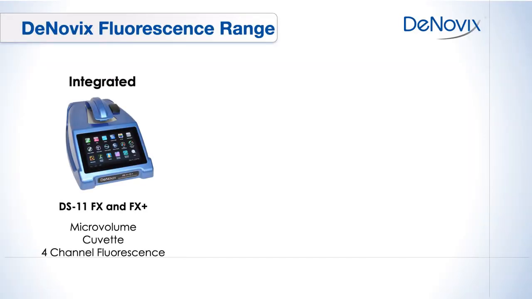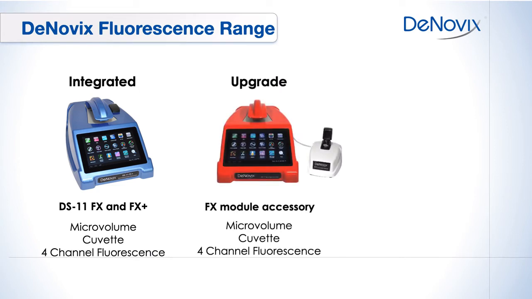So our fluorescence range, as I mentioned, these are all single tube, but you can also use our assays on plate readers if you have one of those. So we have, this is the DS11, and the DS11 FX and FX Plus are our fluorescence instruments. So these combine microvolume, cuvette, and 4-channel fluorescence all in one instrument. So we have that integrated.